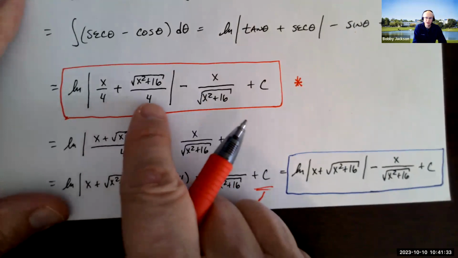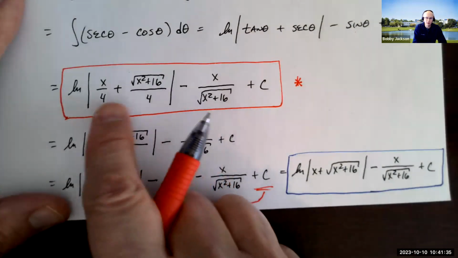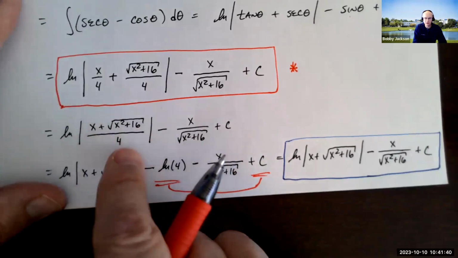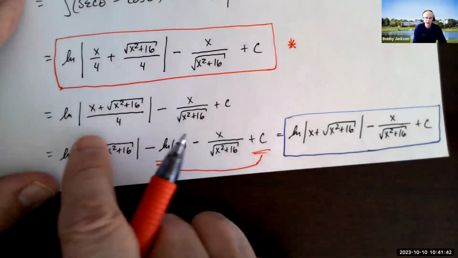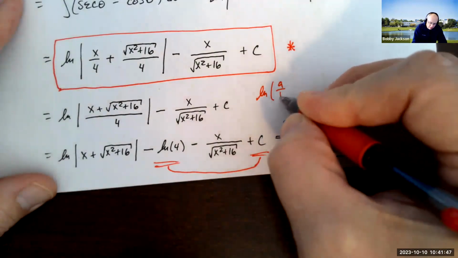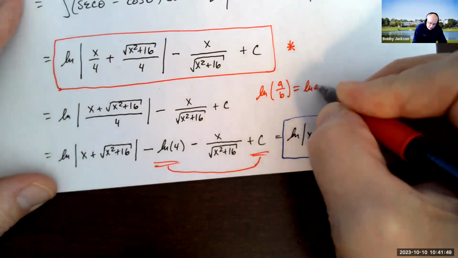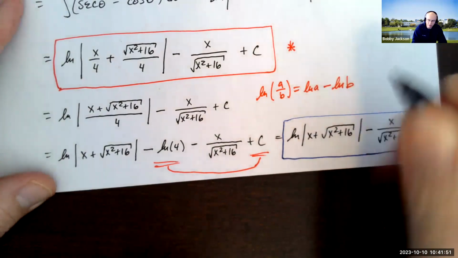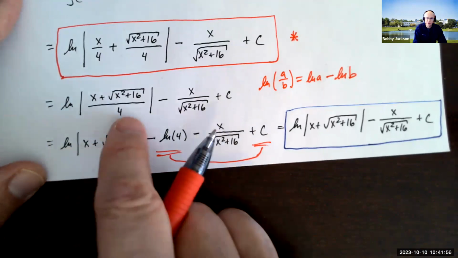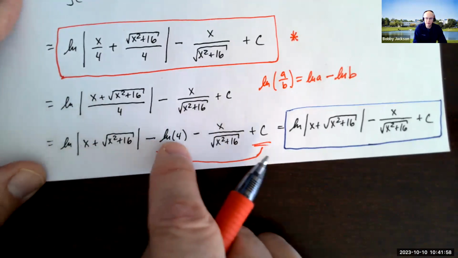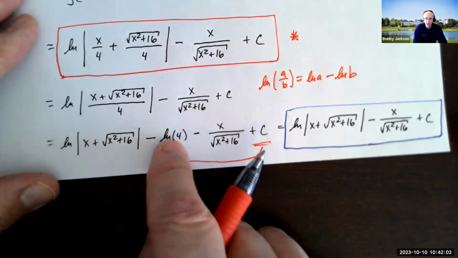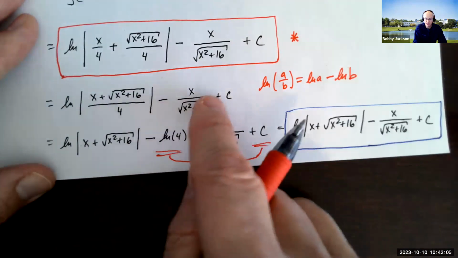If I notice in here, I have a common denominator of 4, so I can add this as one fraction. It becomes x plus the square root of x squared plus 16 over 4. Okay, and then I'm going to use the property that the natural log of a divided by b is the natural log of a minus the natural log of b. So this becomes the natural log of the top, which is the absolute value of this stuff, minus the natural log of the absolute value of 4. Of course, the absolute value of 4 is just 4. So we just get the natural log of 4 and then minus all this stuff.